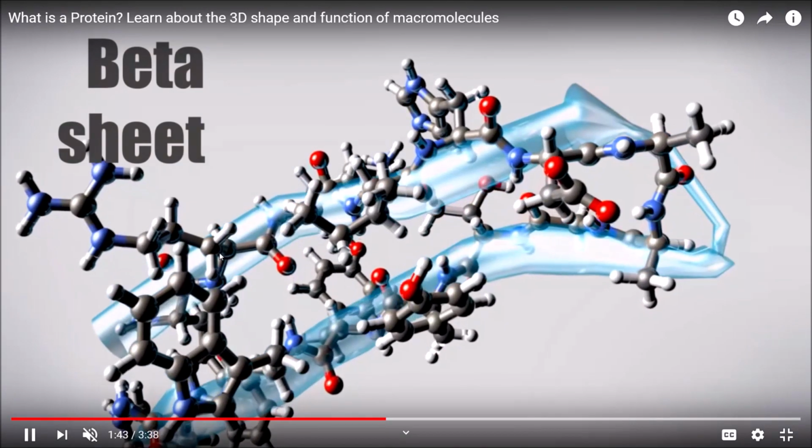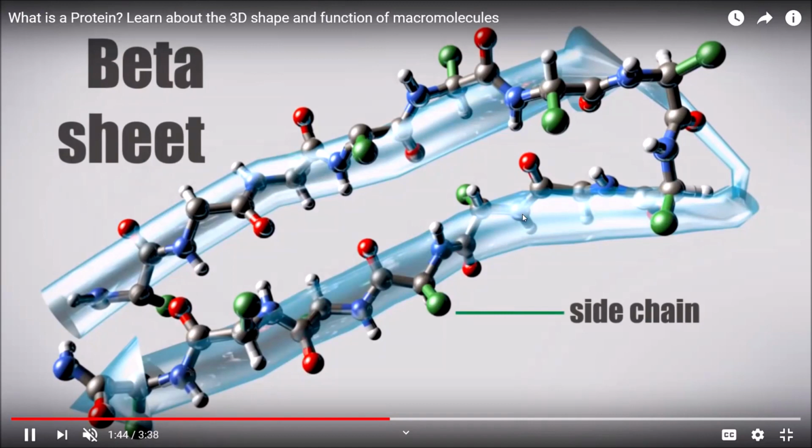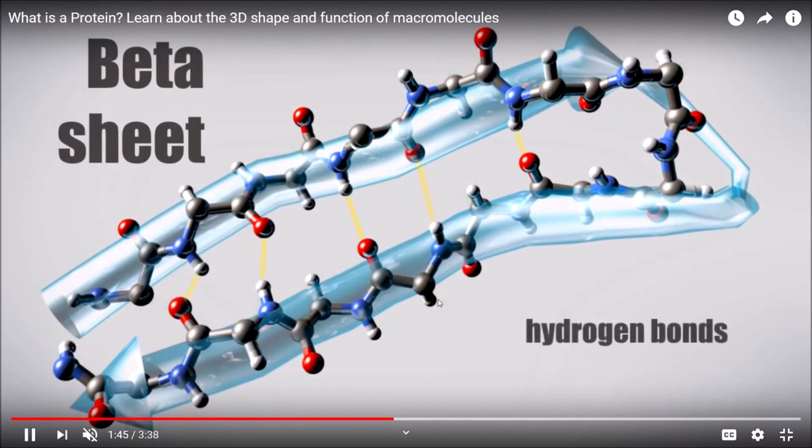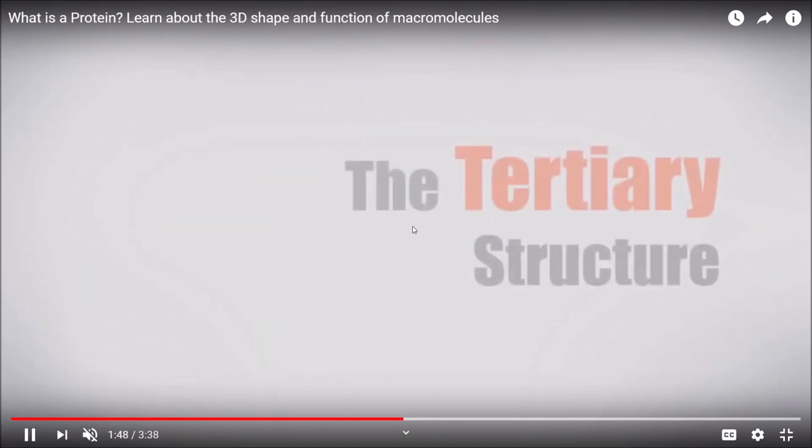But basically you get this running in one direction and then a twist or a turn and then going back the other way. Again, they're showing the side chains here, but the interaction of the sheet is held together with these hydrogen bonds, okay, between, again, the amino hydrogen and the carbonyl carbon.